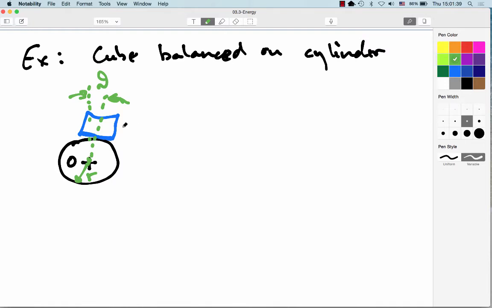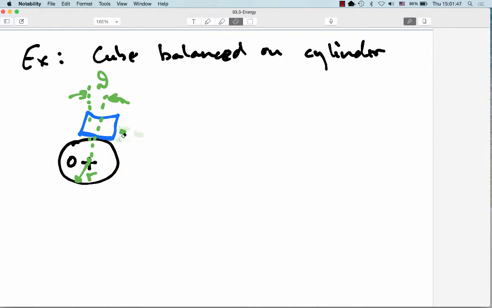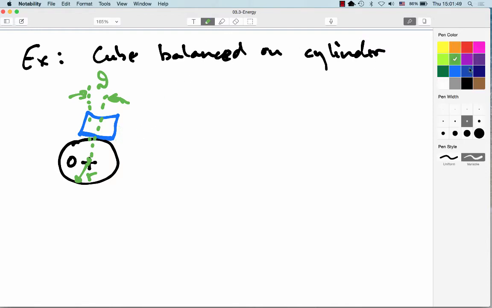And let's just say that the half height of the cube, convenient as anything, well, now let's make it blue. We'll say that the half height of my cube, like so, is b. All right, and so here's my center of mass. Now it's been disturbed a bit.